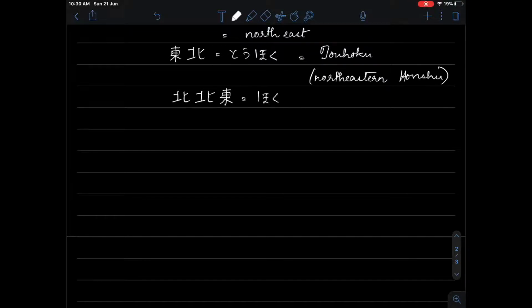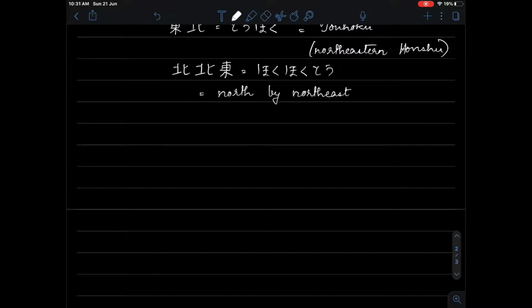This will be Hokuto, which means north by northeast. This is the kind of notation that you would probably use in a geography class or when you're discussing locations on a map, etc. Okay, north by northeast, or what sometimes people call north northeast and represent it as NNE. Okay, let's have a look at one more.